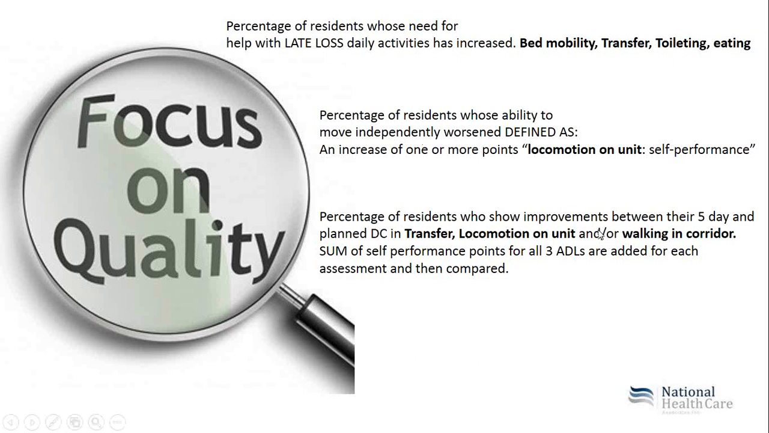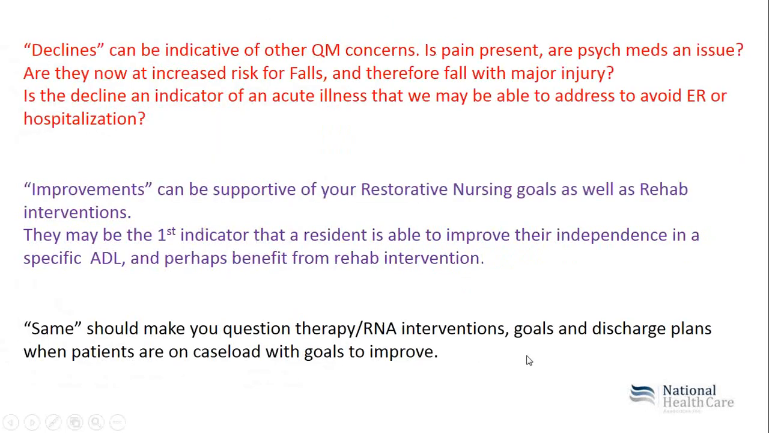Percentage of residents who show improvement between their 5-day and their planned discharge in transfer, locomotion on unit, or walking in corridor. So when you see the same or a decline in these areas, then you can be sure that you're going to see an issue with quality measures in that particular area. And what they do for that is they take the sum of the self-performance for those 3 ADLs from the 5-day and they compare it to the discharge. And unless there's an improvement, then you're going to trigger for that quality measure. You want those numbers to be higher.